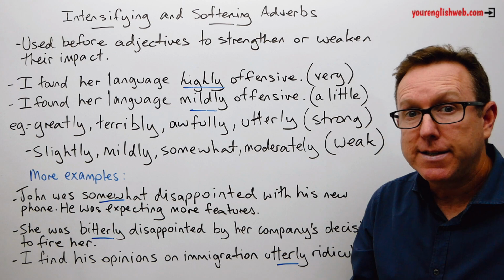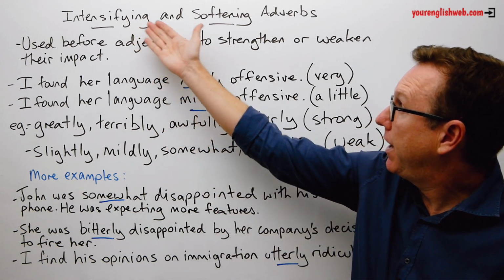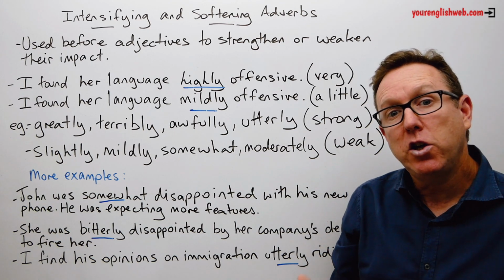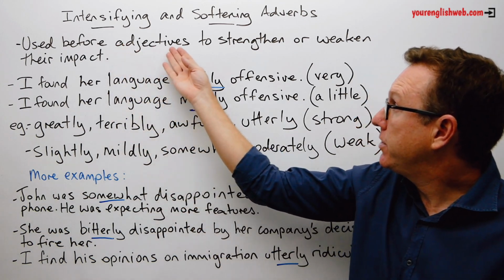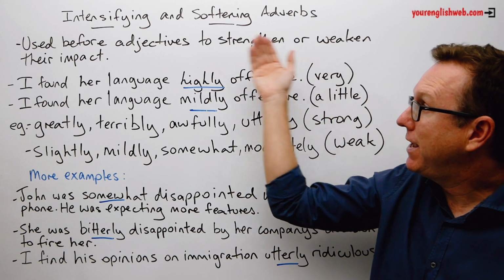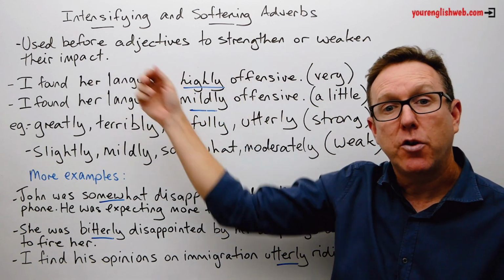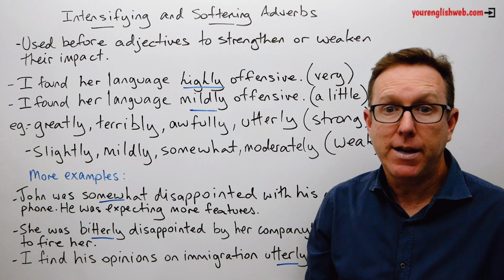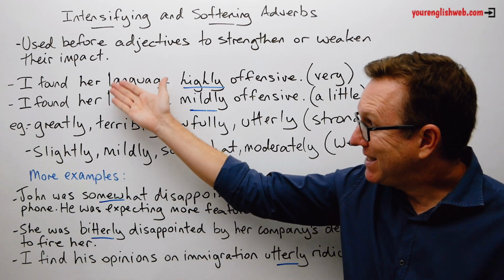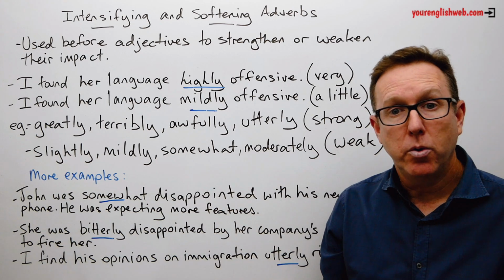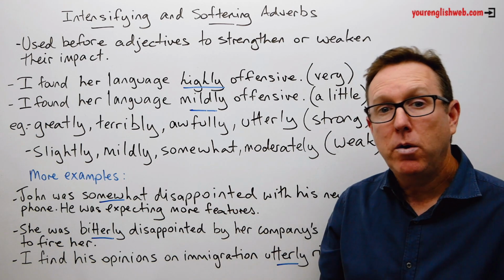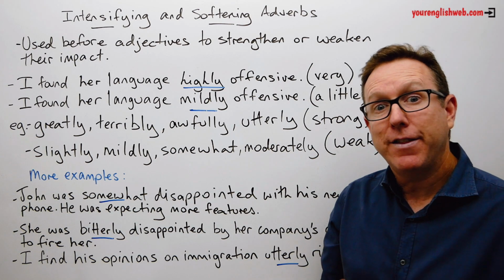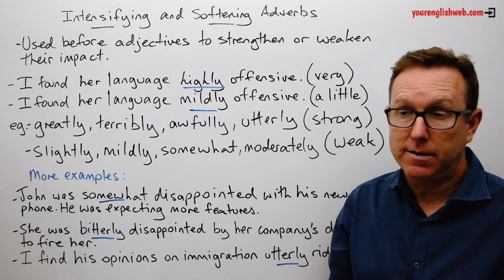Now, as I said, today's lesson is looking at intensifying and softening adverbs, and these are used before adjectives to strengthen or weaken their impact. So they strengthen or they weaken the impact of the adjective. Now I have some sentences that I will show you and we'll see how we use these intensifying and softening adverbs and the effect that they have on the sentence.